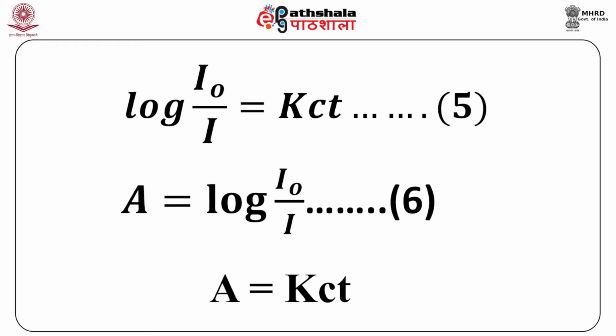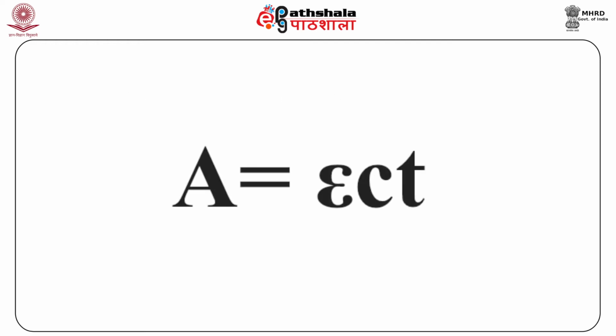From equation 5 and 6, it can now be concluded that capital A, absorbance, is equal to capital K C into t. Instead of capital K, epsilon can also be used. Thus, A is equal to epsilon C t. This is the required Lambert-Beer law.